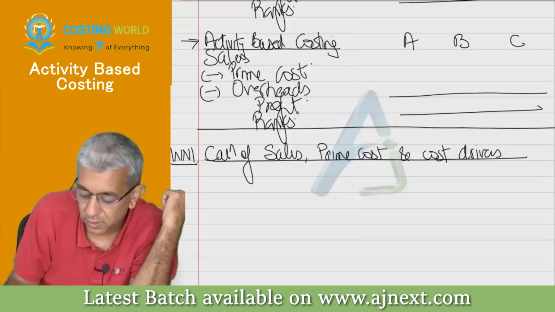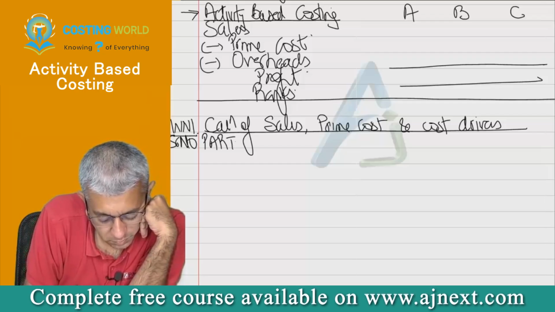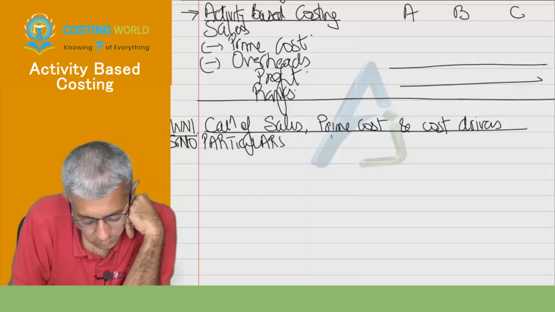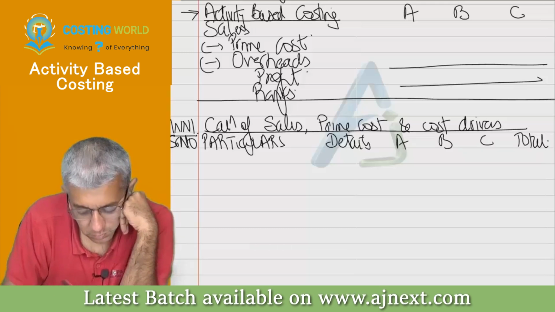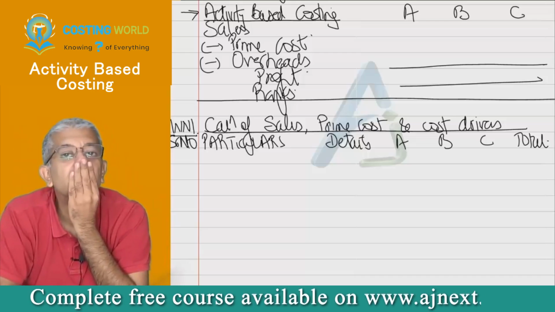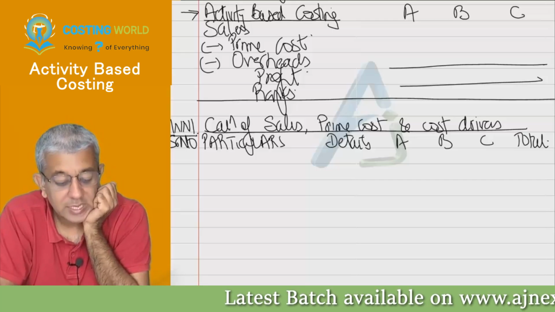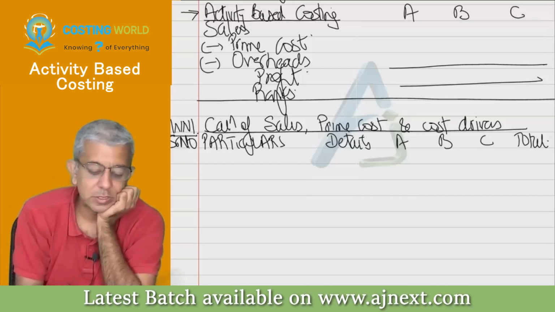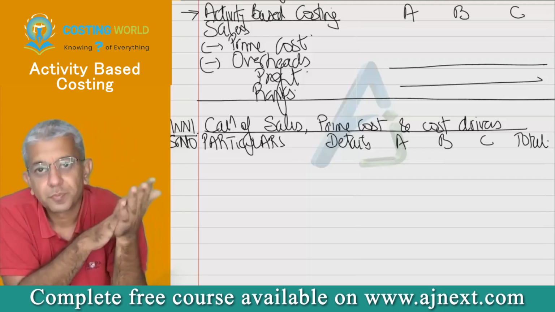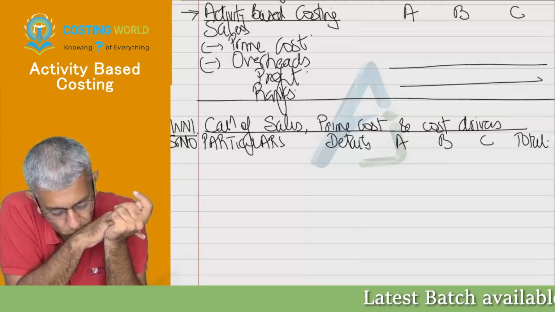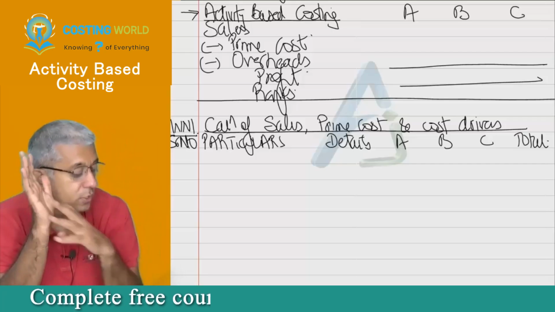Calculation of sales, prime cost and cost drivers. Serial number, particulars, details, A, B, C, total. This much is done, do let me know. Then we'll start it off.